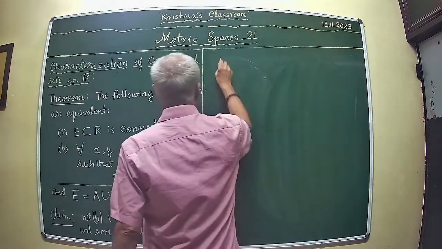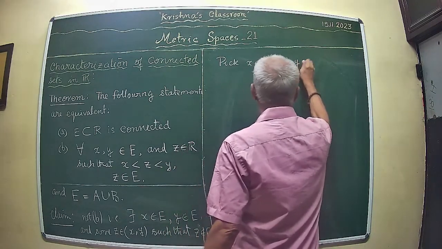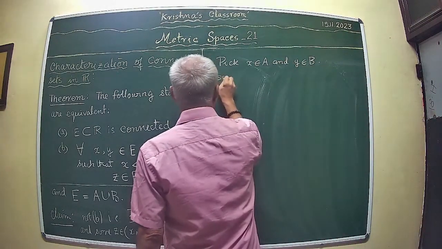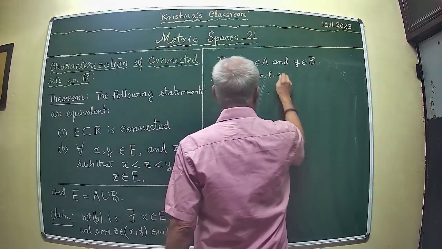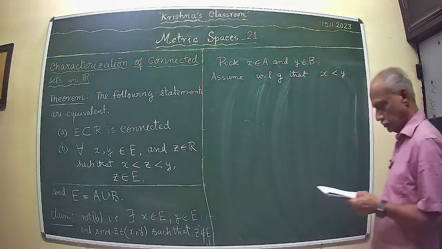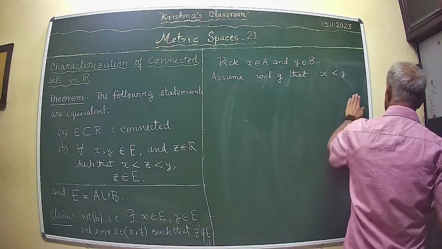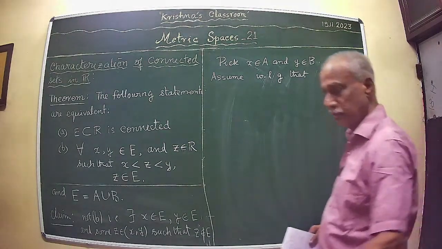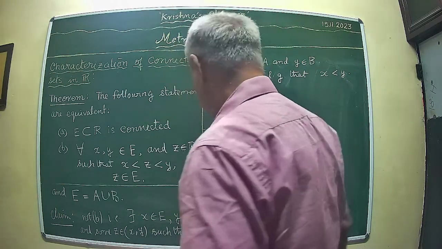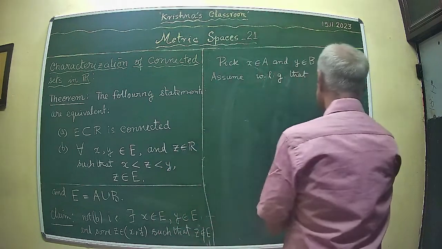So pick X in A and Y in B, that is possible. Okay, and assume without loss of generality that X is less than Y. Now we have to pounce on a Z which is not in E, okay, but lying in the interval XY. Okay. So we have to construct that.